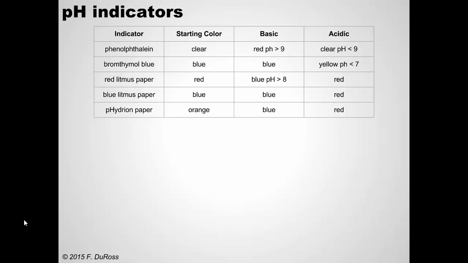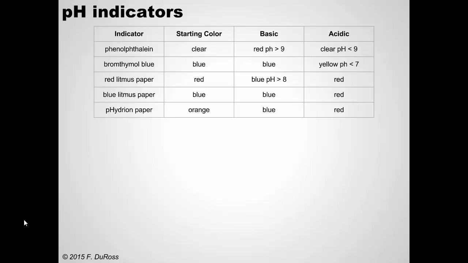Bromothymol blue is another indicator. It starts off blue. Okay? If it comes into contact with an acid with a pH of less than 7, it turns yellow. There's paper that turns color. It's called litmus paper. It's basically paper treated with these chemicals. Red litmus paper starts off red, but turns blue at a high pH when it comes in contact with a base. Blue litmus paper starts off blue and becomes red when it's in contact with an acid.